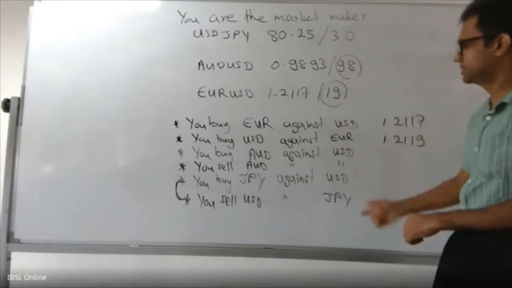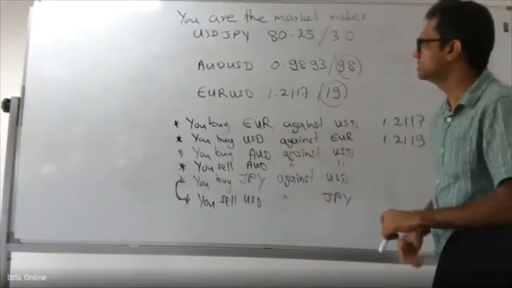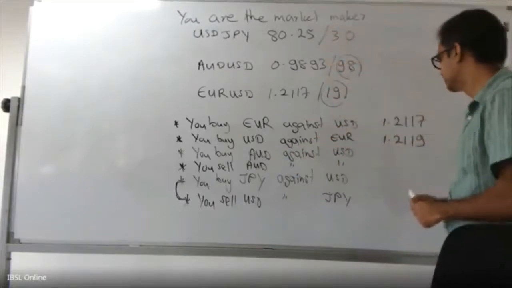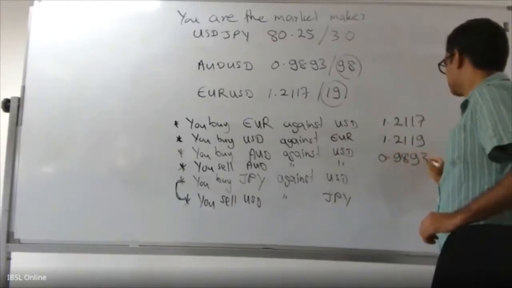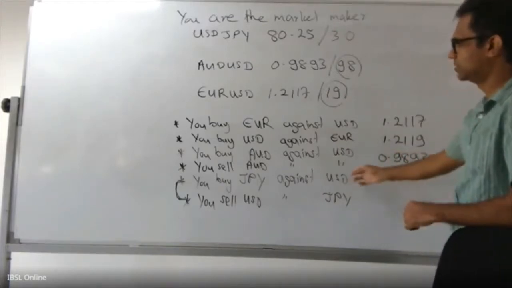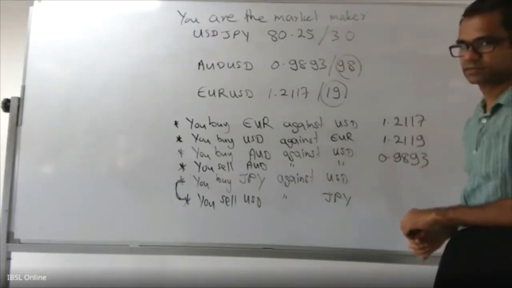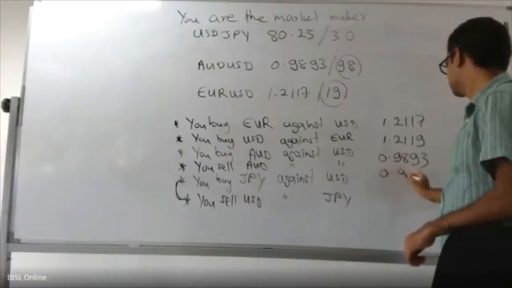Then you buy Aussie against dollar. Again, Aussie is the base currency. So as a market maker, you buy it at the bid, 0.98. You sell Aussie against dollar at the offer.